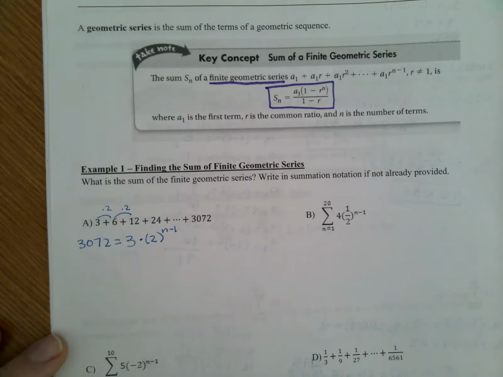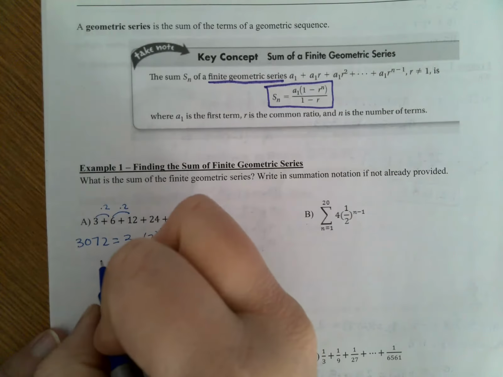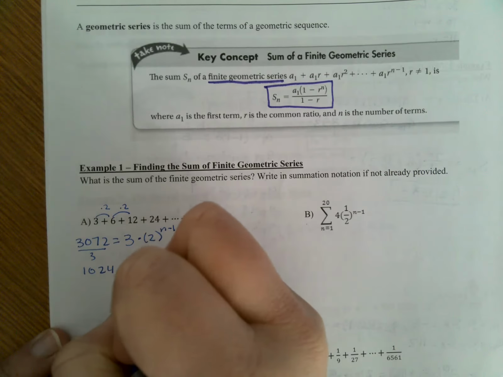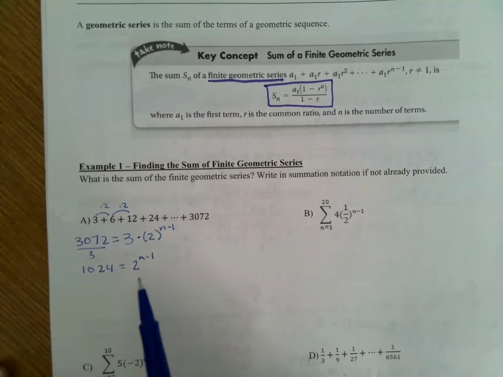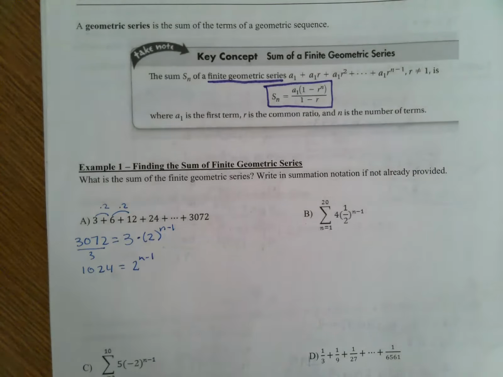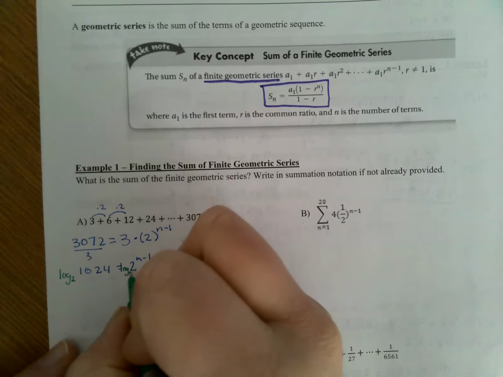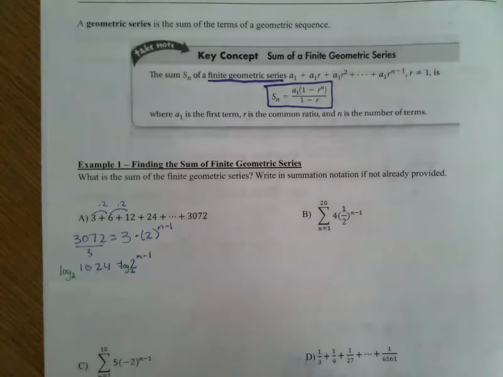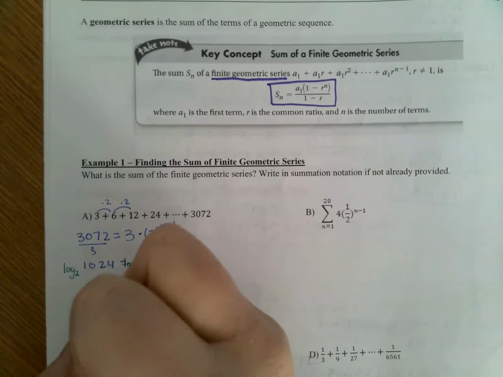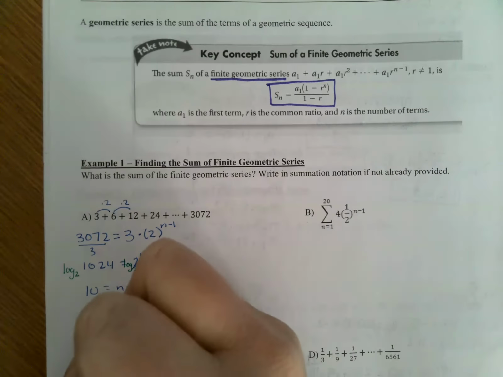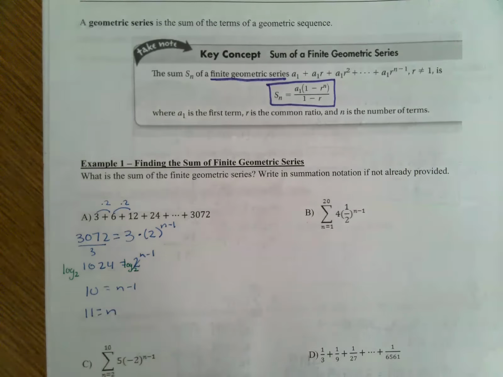If I solve this, first I'm going to divide both sides by 3. I get 1024 is equal to 2 to the n minus 1. Now my base here is 2, so what I have to do on both sides of the equation is take log base 2. If I do that in my calculator, I get 10. So the log base 2 and the power cancel, and 10 is equal to n minus 1. Add the 1, and n is equal to 11.